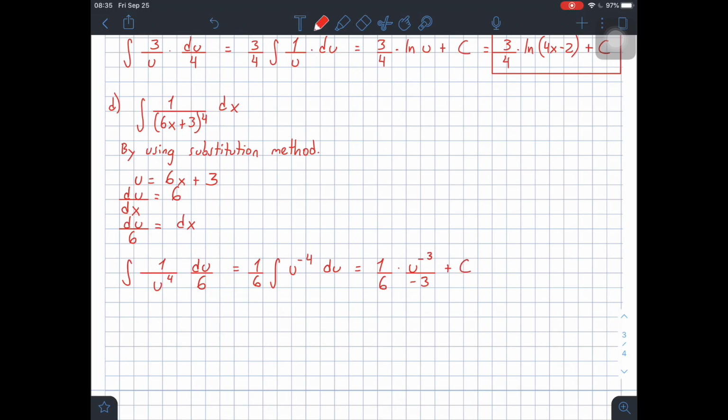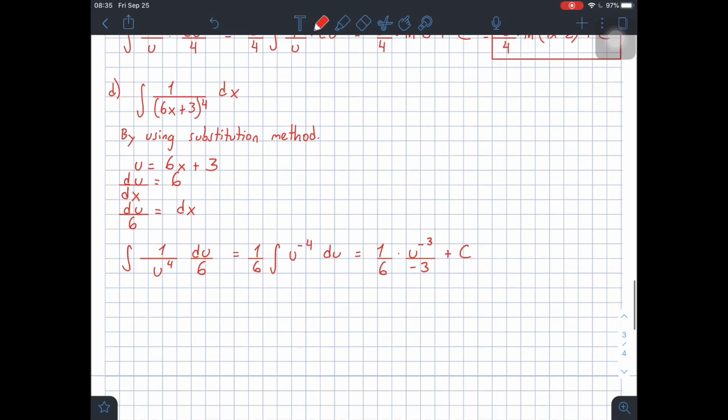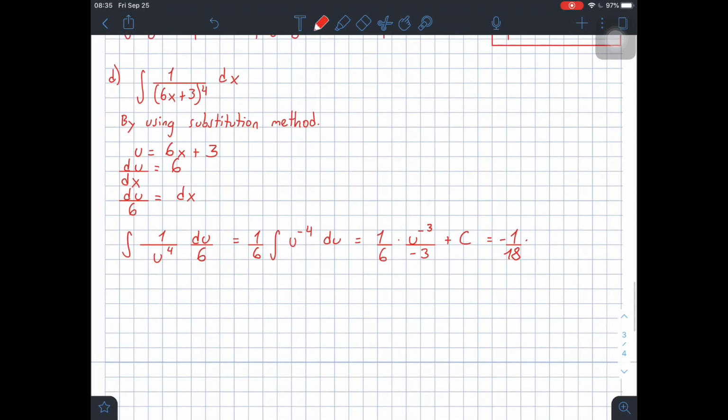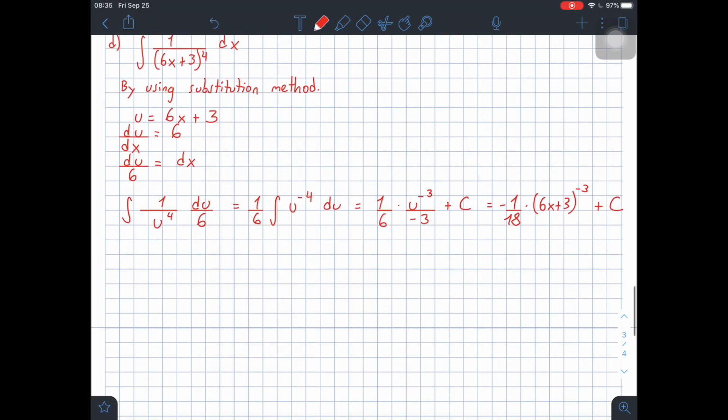So we need to make the variable change once again in order to get our final result. So this would be equal to, I can multiply 6 and negative 3, that's negative 18. So minus 1 over 18 times, instead of u, we're going to write 6x plus 3, which was the original expression according to this. This is all to the power of negative 3, and then plus c. And this would be the answer for this particular problem.